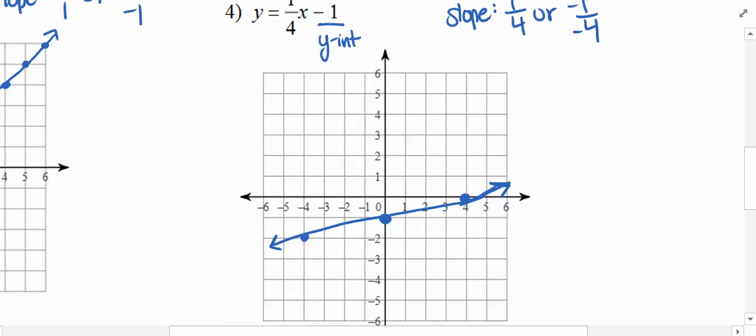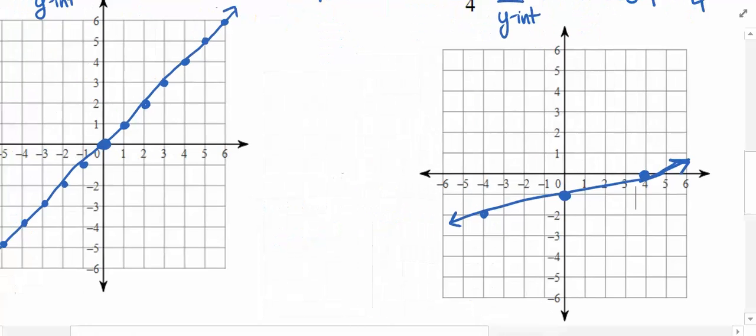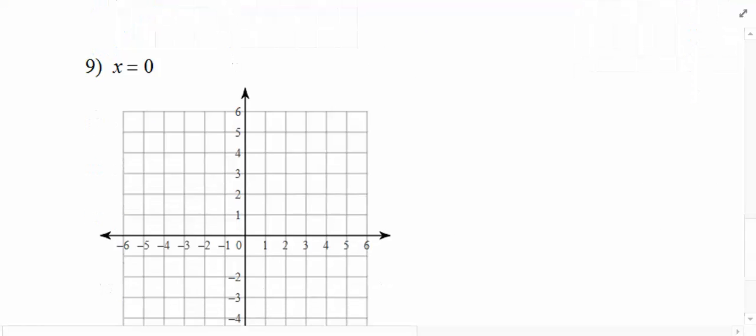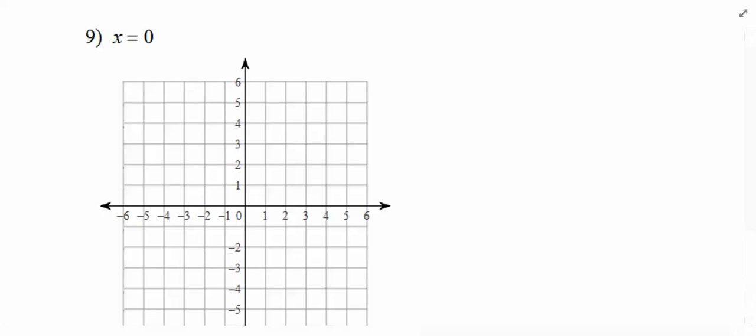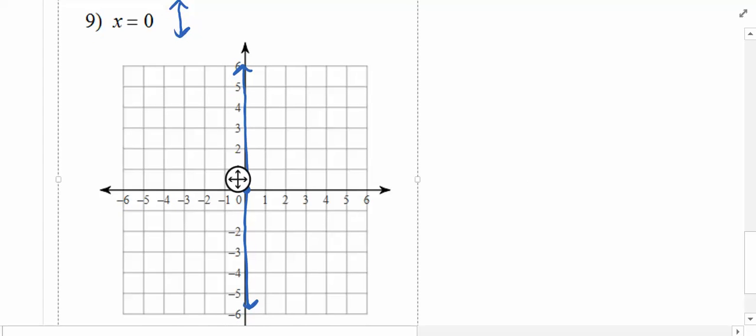If you want to look at a special case with me real quickly, number 9 is a little bit different. Do you remember x equals 0? Is this a horizontal, so left to right, or a vertical up and down line? It actually is a vertical line. So you're just going to go to x equals 0, and then draw in a vertical line at x equals 0. That's the only one that's a little bit odd. The rest of them should be pretty straightforward.